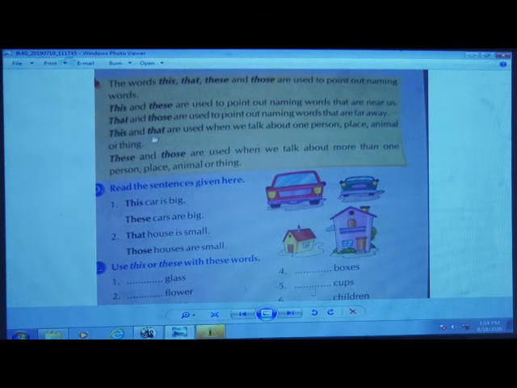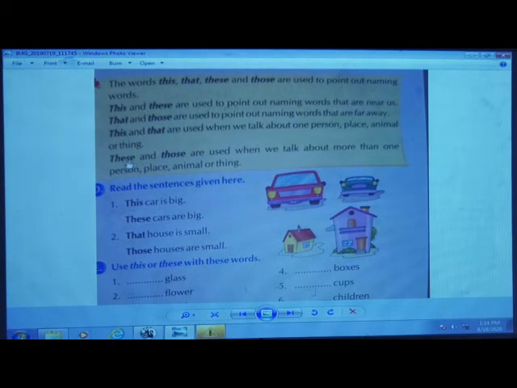Then this and that are used when we talk about one person, place, animal or thing. We use this and that when we are speaking about only one person, only one animal, only one place, only one thing. That time only we can use this and that.